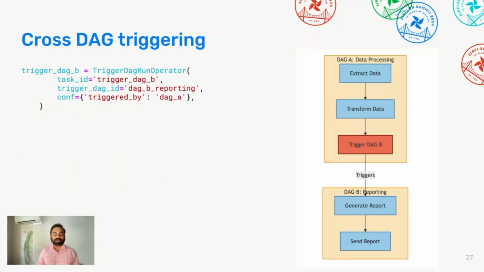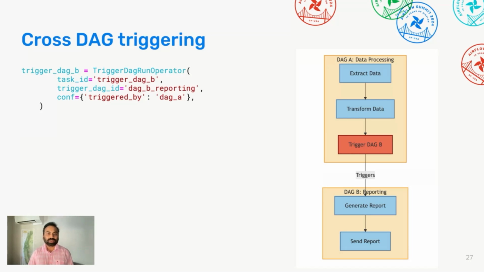Now let's look at the cross-DAG triggering. In this case, we have a DAG A and DAG B, which are different. One of the reasons we can have two different DAGs is that a DAG can only run on one schedule. Let's say there are two components, one is ETL and the other is generating a report. If you have to run ETL at one schedule and generate the report at another schedule, then we would put these two in different DAGs for scheduling issues.